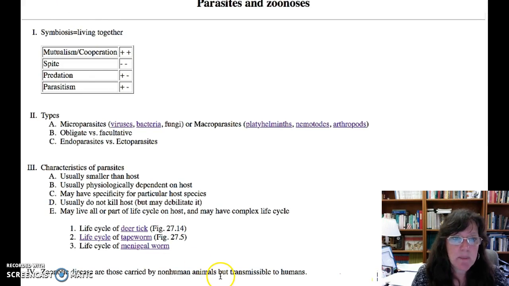So we've talked about parasites in a very general sense, and some of those parasites could be classified as zoonotic diseases. So those are diseases that are carried by non-human animals but transmissible to humans. And we're going to take a closer look at one of these examples that's of great medical interest to humans.